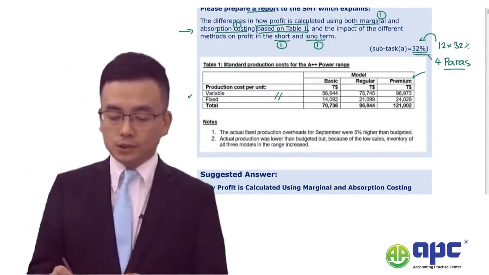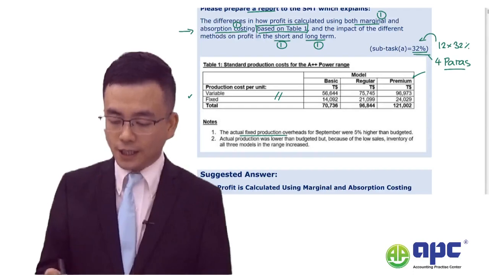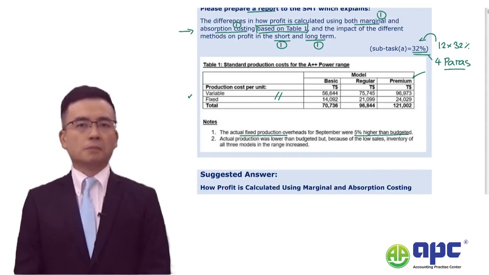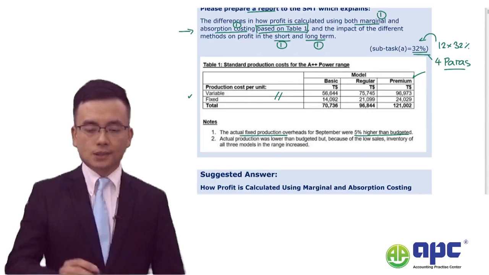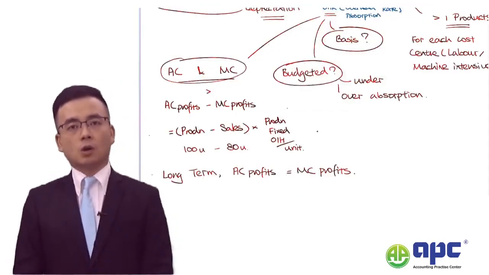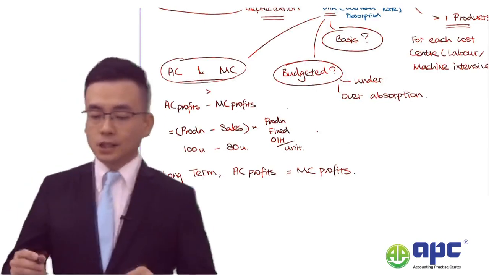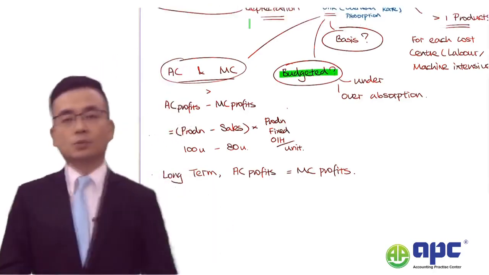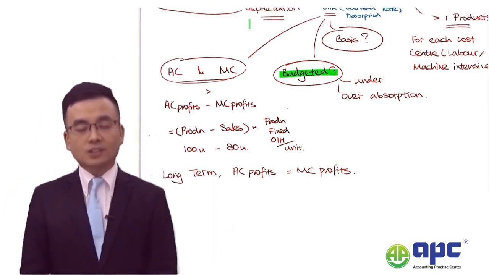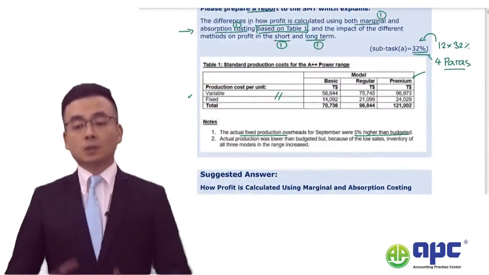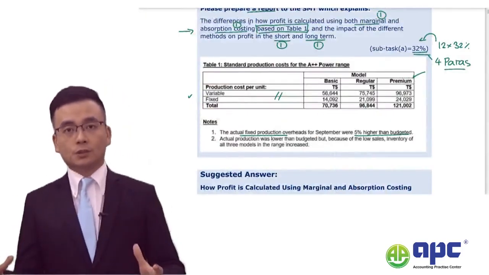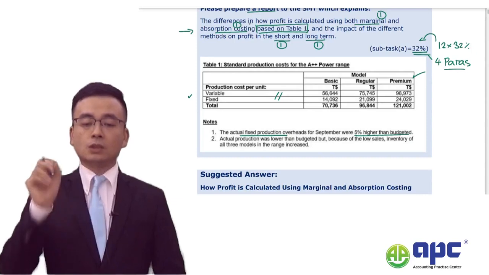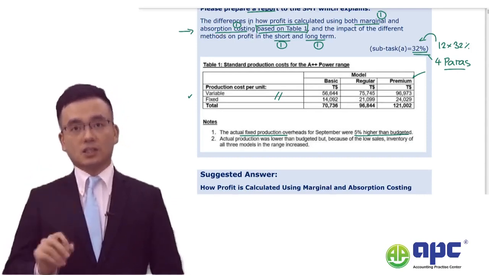Now, we're told that the actual fixed production overhead is 5% higher than budgeted. So what is the examining team asking you? Well, to my mind, it's asking you about the actual being different from the budget. You will need to tell the examining team, of course, yes, I would like to explain what marginal costing and absorption costing are, the calculation, how I go about it. But we are told you need to specifically relate back to table 1.